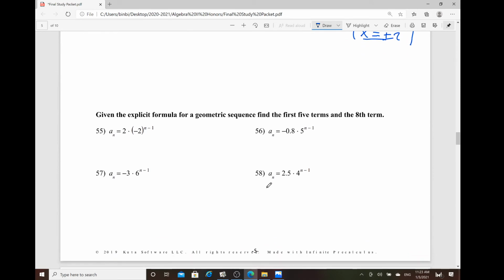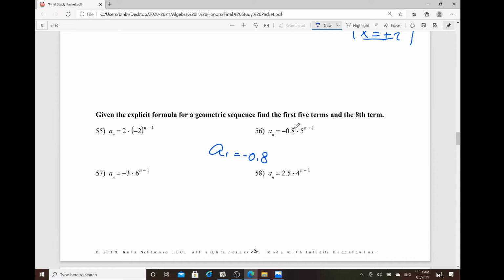Okay, so now the next type of problem, again going back to sequences and series, and this one is a geometric sequence. Given the explicit formula of a geometric sequence, find the first 5 terms and the 8th term. This one is pretty straightforward, so just plug in a number. Starting with n equals 1, this turns out to be 1, so a sub 1 is negative 0.8.